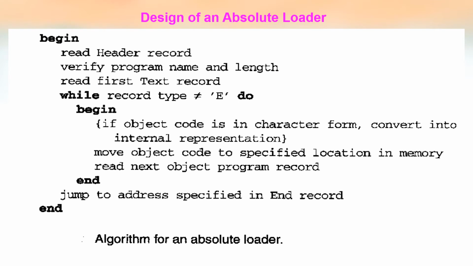Algorithm for an absolute loader. What the absolute loader has to do is load the object program directly into the memory. It does not do any relocation and linking. So the object program is in which format?